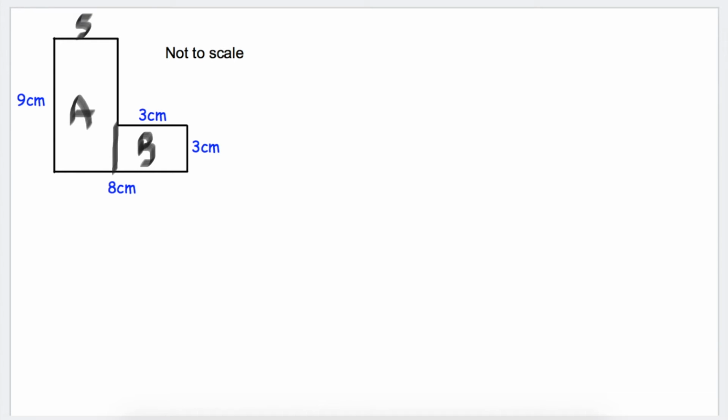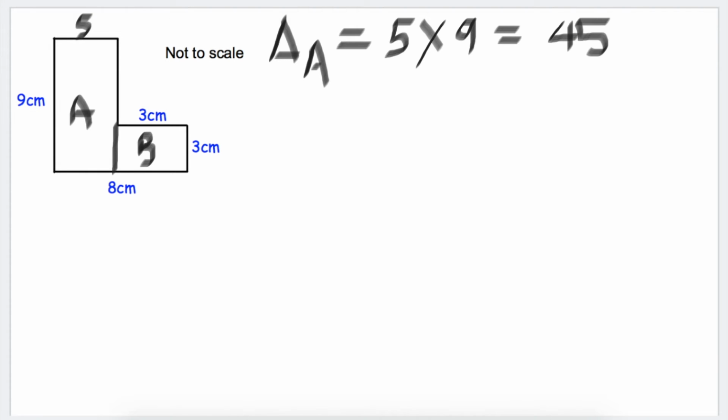So now we're ready to find the area of A, which is just simply multiplying 2 sides, 5 times 9, and you get 45. And then you need to also find the area of B. Area of B is just 3 times 3 equals 9.